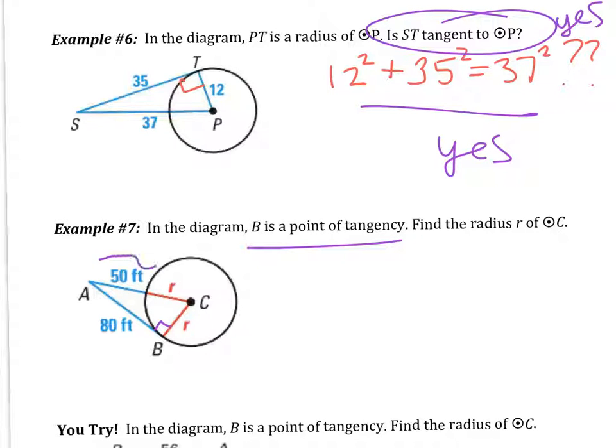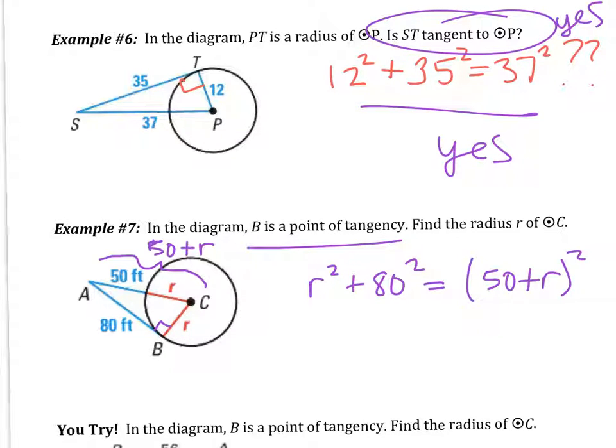So yesterday, I put this up on the board. How would you write an expression for the hypotenuse? R plus 50 or 50 plus R? Does it matter the order? No. Okay, so we'll just go 50 plus R. All right, so we're going to use the Pythagorean theorem, and we're going to say R squared for a squared plus 80 squared for b squared equals 50 plus R squared.